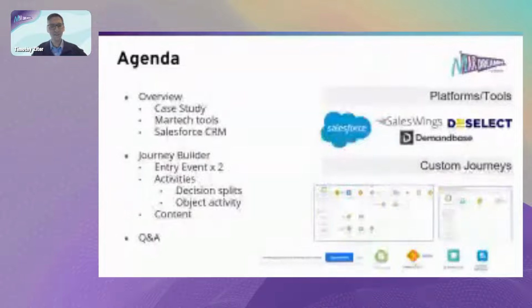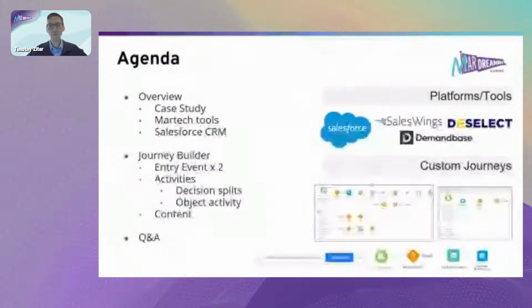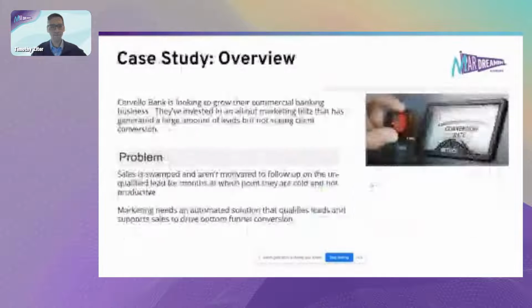So let's get started. Today we're going to do a quick overview of our case study that's going to frame our build. We're going to go through a couple of Martech tools, dive into our Salesforce CRM environment just to look at the setup there, and that's going to set up our build in Journey Builder. We're going to cover 3 different areas of Journey Builder: the entry event, 2 different ways, some canvas activities, decision splits, and object activity. And then we'll go through the content itself. We'll leave a Q&A session at the end of the demo.